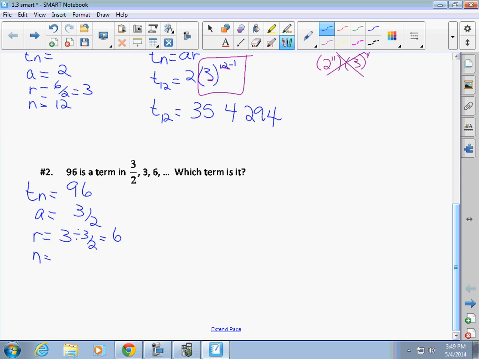Oh, hang on. I did that wrong, didn't I? I did that right, but my math is wrong. So 3 divided by 3 over 2 is the same as 3 times 2 over 3. So 3 times 2 is 6 divided by 3, so your answer is 2. And our n, that's what we're trying to find. What term is this? So we don't know that.